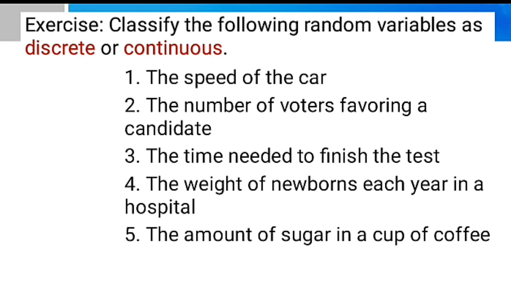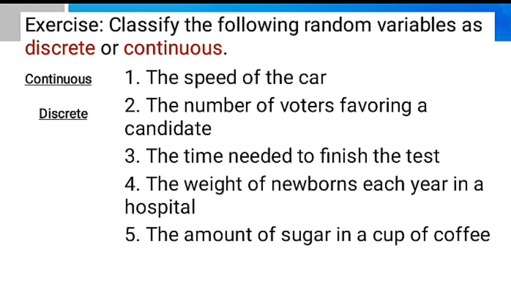So let us have this exercise. Classify the following random variables as discrete or continuous. The speed of the car, the number of voters favoring a candidate, the time needed to finish the test, the weight of newborns each year in a hospital, the amount of sugar in a cup of coffee. So the speed of the car is measured through time, so that is continuous, okay? Then the number of voters favoring a candidate, so that is discrete. The number of voters, how many voters, 1,000, 1,500. So we cannot have 1,500.5, 1,500.6. It's not like that. So that is discrete.